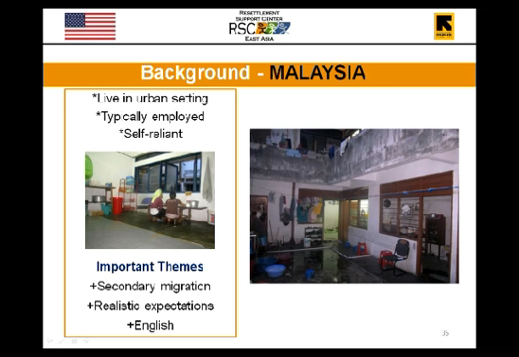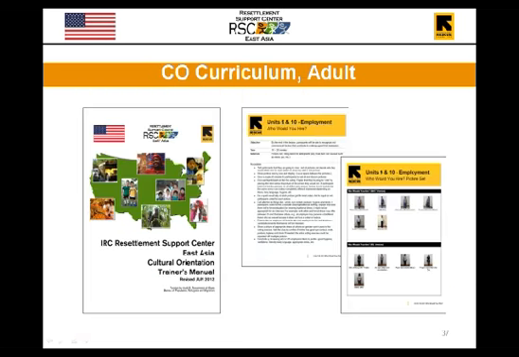We also talk about realistic expectations. This is with all of our populations, but is maybe stressed a little bit more with our Malaysia populations. And again, English is a common theme. We have a very well-developed curriculum for adults. I won't say a lot about that. It's also responsive, so when we get feedback, we can alter lessons to stress different things.